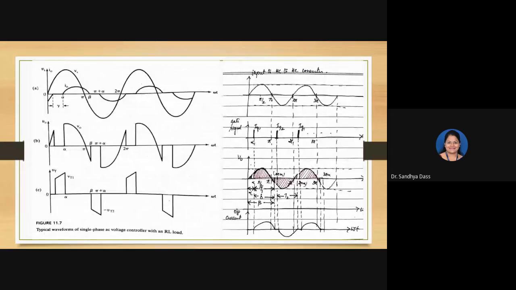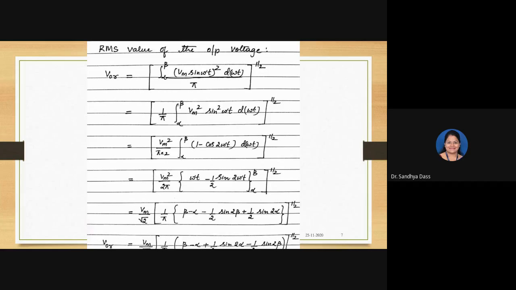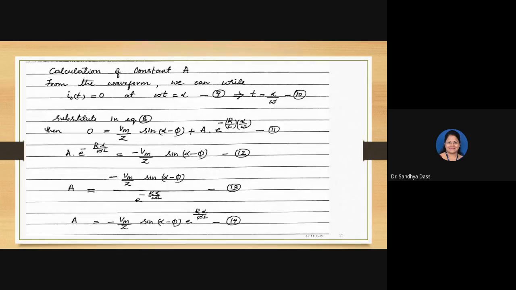So for alpha angle, if you observe, current is 0, isn't it? So from the waveform, we can write I naught of t is equal to 0 for omega t equal to alpha. Call it equation 9. From this expression, T can be written as alpha by omega. Call this equation 10. Now substitute this I naught of T equal to 0 in equation 8.